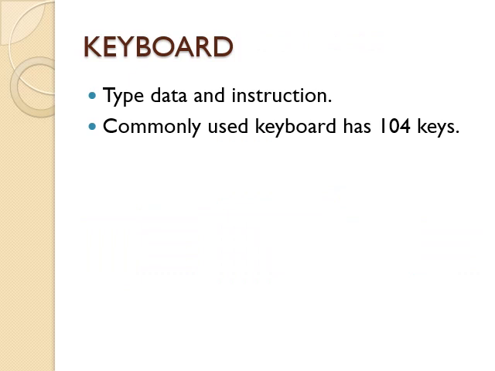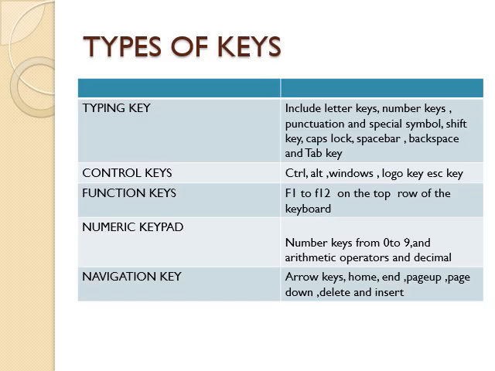Next one is keyboard. So you know, a basic commonly used keyboard has 104 keys in it, and the keyboard, as you all know, is used to type data and instructions. The 104 keys in a keyboard are grouped into 5 categories. Now let us see. First one, typing keys. Second one, control keys. Third one, function keys. Fourth one, numeric keys. Fifth one, navigation keys. First one, typing keys.